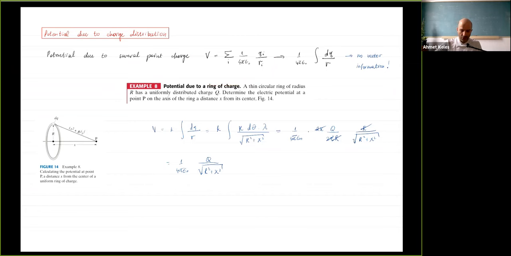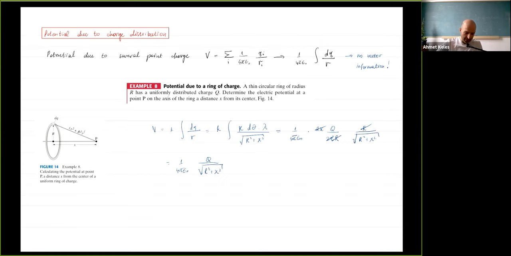And if you have a continuum charge, we know what to do. This summation will be replaced with some integral, and you have to sum over all little charges in the continuum. So the important thing to notice here is there's no vector information. In the case of electric field, we had to deal with vectors, and we had to decompose vectors and calculate the components separately. Here, this whole thing is just one number, which is actually very nice. So we could just take the integral of this number and we are done.